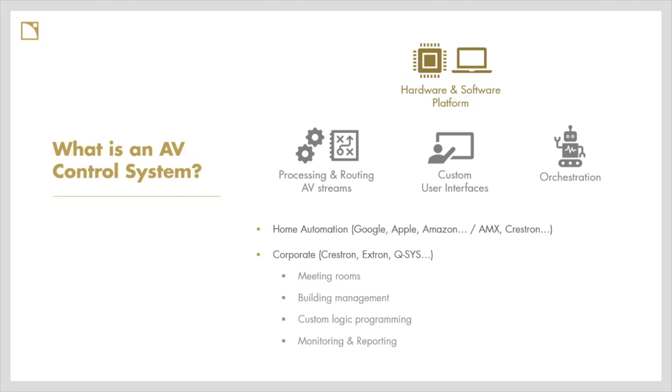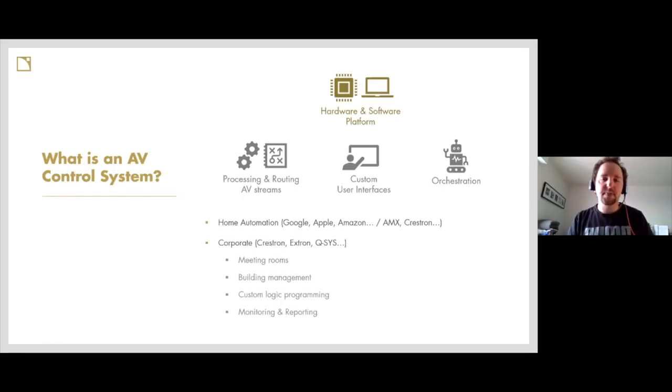So to put it short, the AV control system is the central brain for an AV installation. It takes the form of a hardware platform in general, like a controller or processor or a computer, with embedded software inside. Sometimes it can be software only, then it requires you to buy some piece of computer to run it.